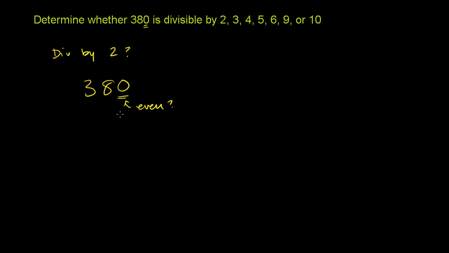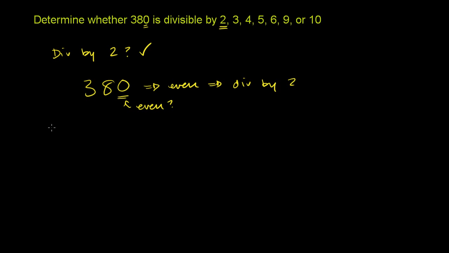And for this to be even, it has to be 0, 2, 4, 6, or 8. And this is 0. So 380 is even, which means it is divisible by 2. So it works with 2. So 2 works out. Let's think about the situation for 3.